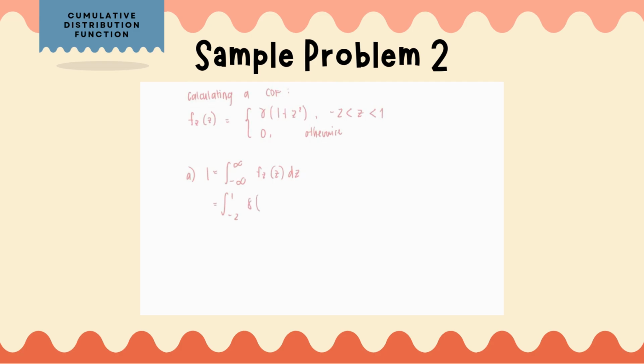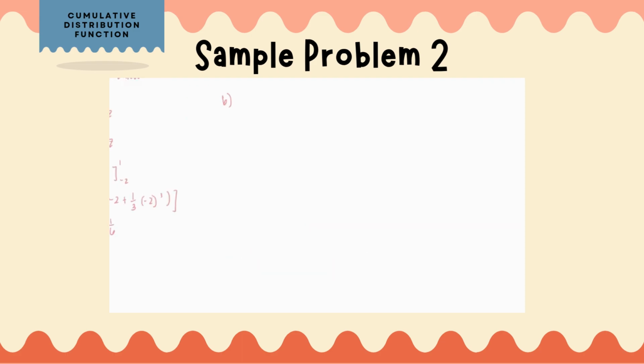Now, the rest of the problem is just applying calculus and integrating this. So let's go through that process. We get z plus 1/3 z cubed from negative 2 to 1. Now we'll plug in the limits. That's 1 plus 1/3 minus negative 2 plus 1/3 times negative 2 cubed. Then we add all this up, which will give you 6. So gamma is 1/6. Okay, so the next part of the problem asks us to calculate the CDF.